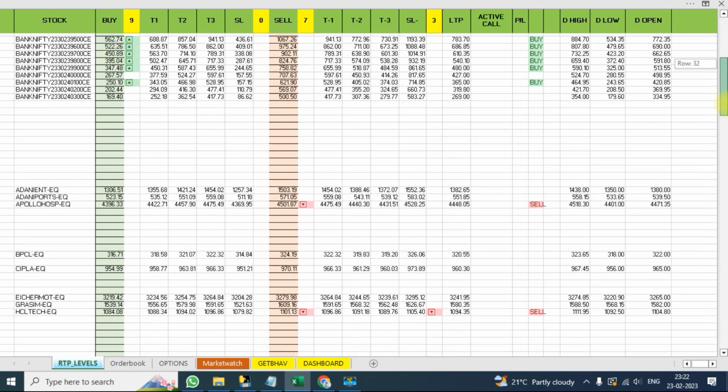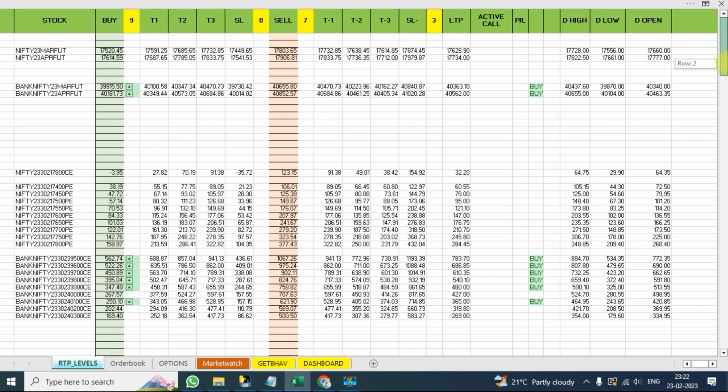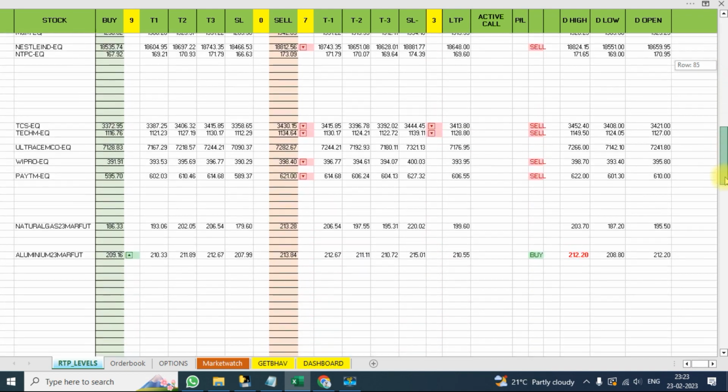These are the list of stocks where today we generated buy and sell signals. Here you can see the stock list, buy levels, targets and stop loss, and sell levels, targets for sell levels and stop loss. Here you can see the day high, day low and day open price. Every day when you open this scanner, you will find these symbols here. Whichever stock is in an active call, it will show in the symbol.